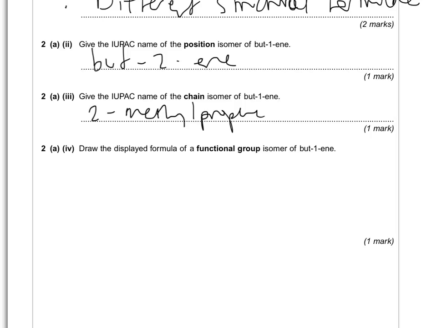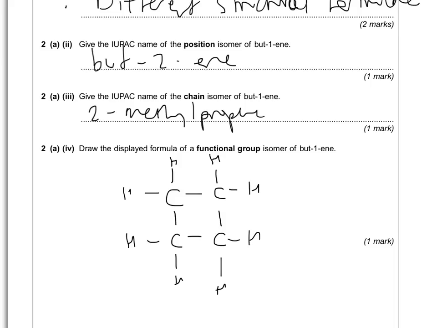Well, you're only ever going to ask one functional group isomer question in Chem 1, and that is between alkenes and what the functional group isomers of alkenes are, and that is cycloalkanes. So this is what you need to draw, and you need to make sure you draw all the bonds because they've asked you for the displayed formula. So that means drawing every single bond out.